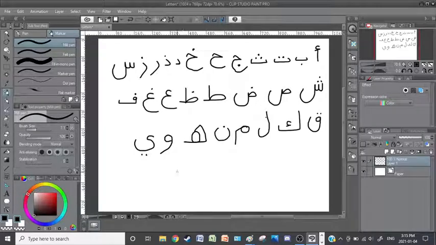I'll also mark the vowels with a different color. So I will place, that did not change the color. I'll probably use the mouse for that one. So this letter is a vowel. This letter is a vowel. And this letter is a vowel.